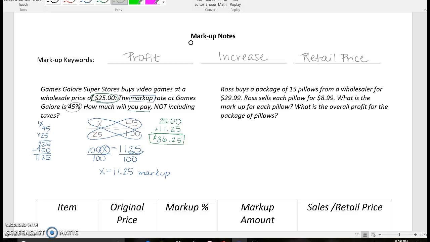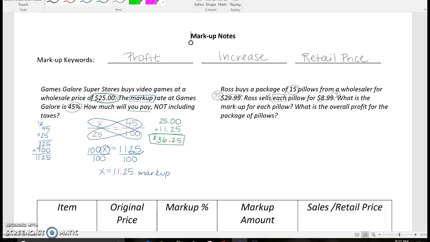All right, so this next problem says Ross buys a package of 15 pillows from a wholesaler for $29.99. He sells each pillow for $8.99. What is the markup for each pillow? What is the overall profit for the package? Okay, so he buys a package of 15 pillows for $29.99. I'm just going to say 30. He sells each pillow, so one pillow, for, we'll say, $9. What is the markup?